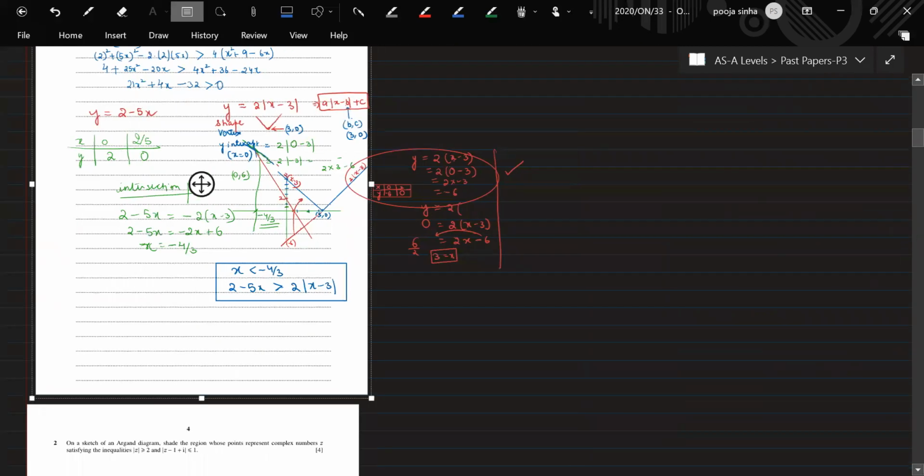Okay, sketching is understood? Yeah. Right? Is this clear?